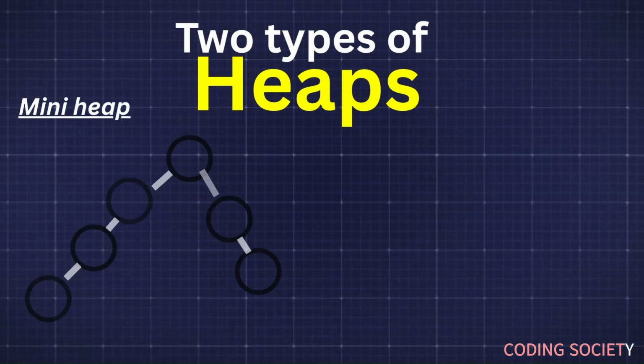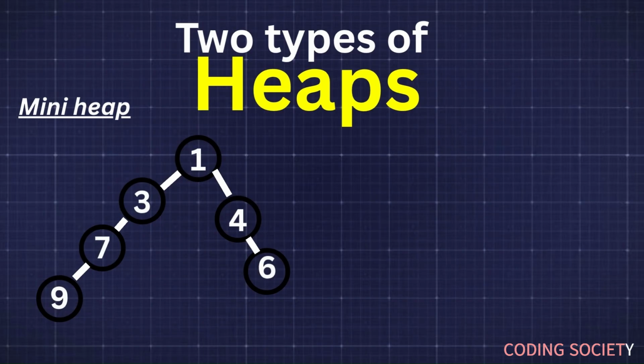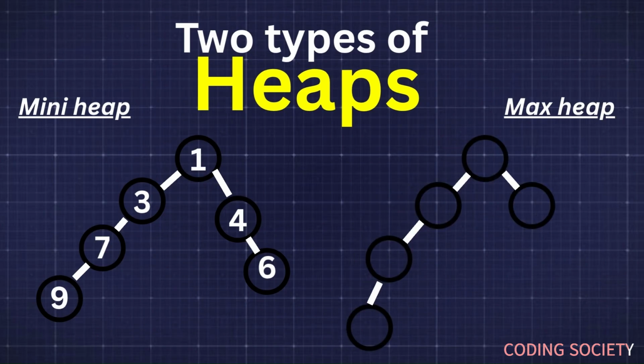First is the min heap, where every parent is smaller than its children and the top element is the smallest. Second is the max heap, where the top element is the largest, and every parent is larger than its children.